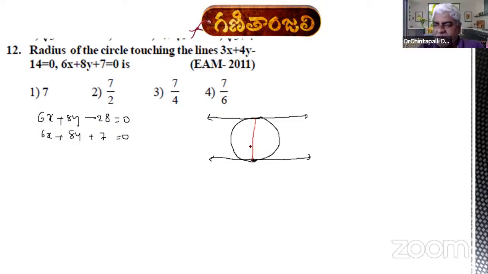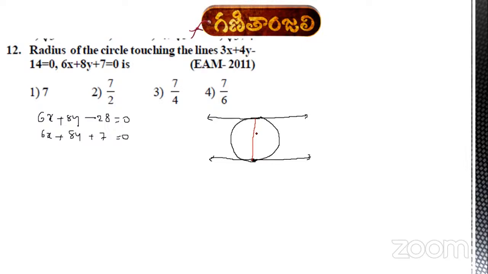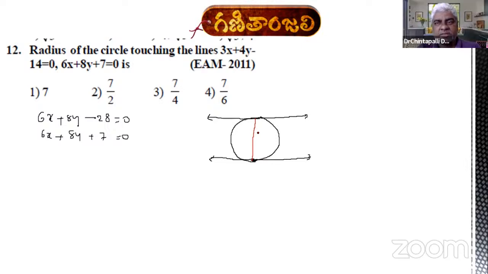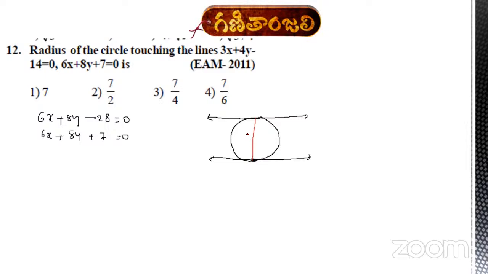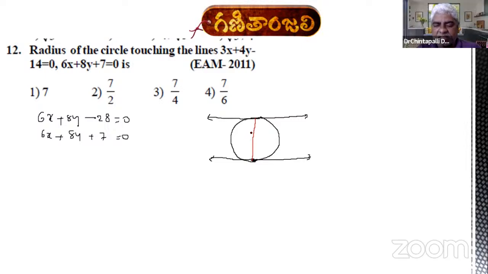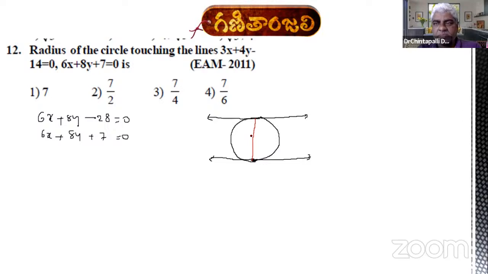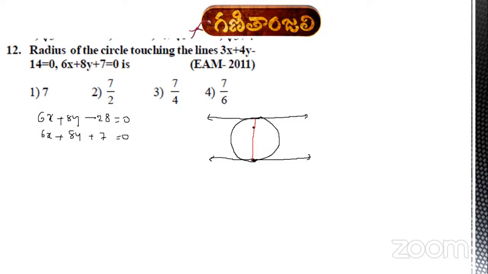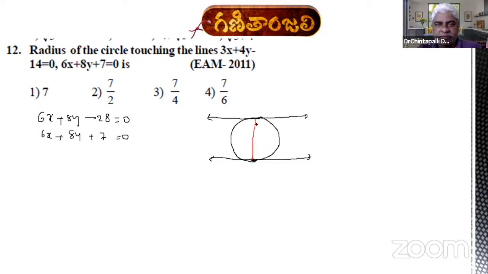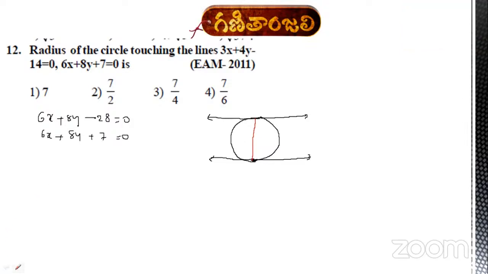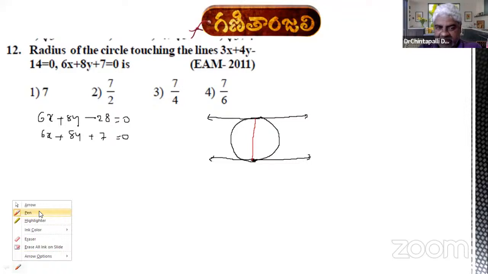The distance between two parallels is the diameter of the circle touching both the lines. By finding the distance between these two lines, we will obtain the value of its diameter. After finding the diameter, we need to find its half. Half of the diameter is the radius. So first of all, we must find the distance between these two parallels.